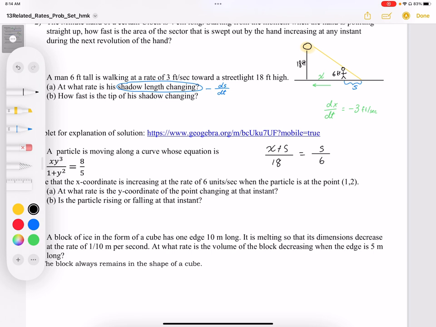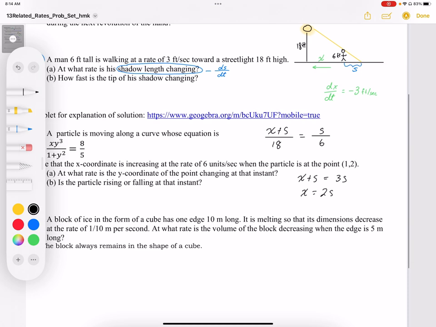So I'm just going to simplify this expression here. I'm going to take x plus s and multiply both sides by 18. So I end up with 3s, and so I get x is equal to 2s. And then I'm going to differentiate this. dx/dt is equal to 2 times ds/dt.